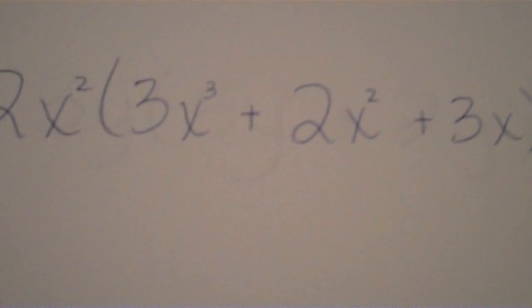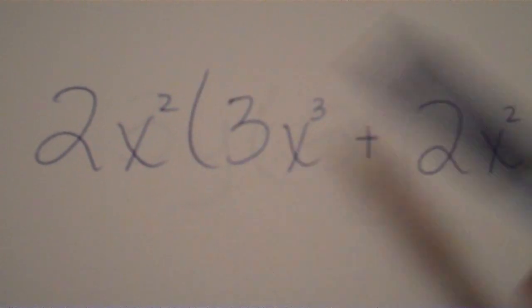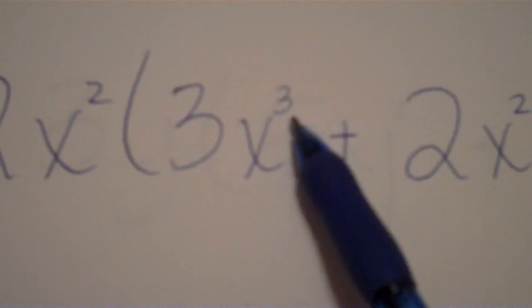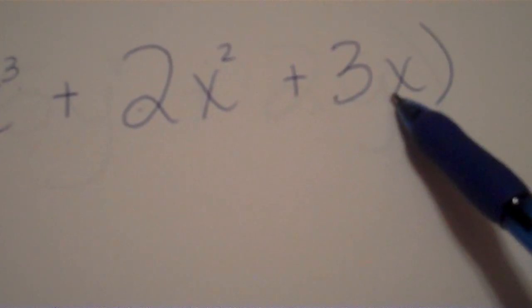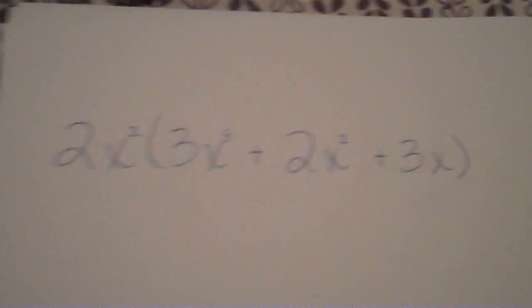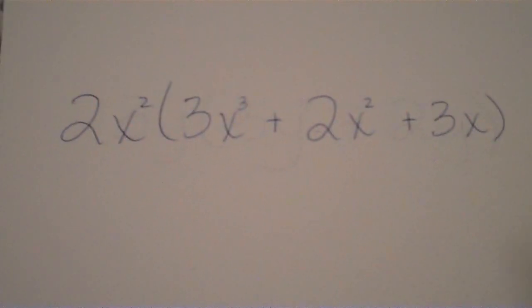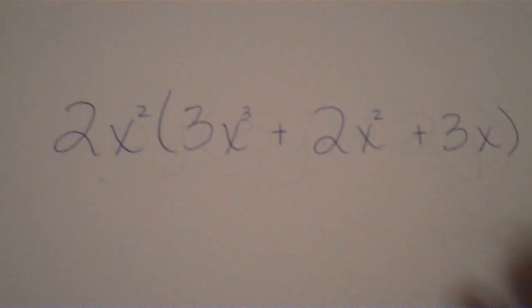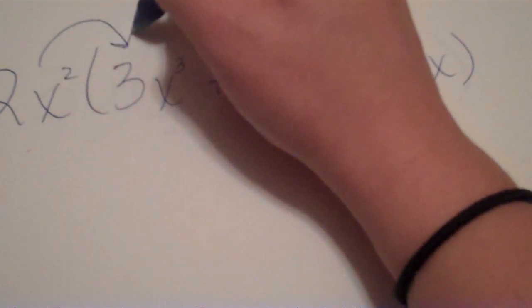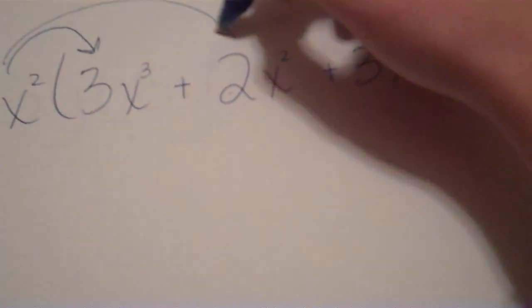I want you to write this problem down, please. It says 2x squared, parentheses, 3x to the third power, plus 2x squared plus 3x. Okay? So we have a big problem here. If you want to get technical, this is a trinomial, and that's a monomial. We're going to distribute. So the first thing, go ahead and draw your lines. We've been doing this since a couple weeks into school.